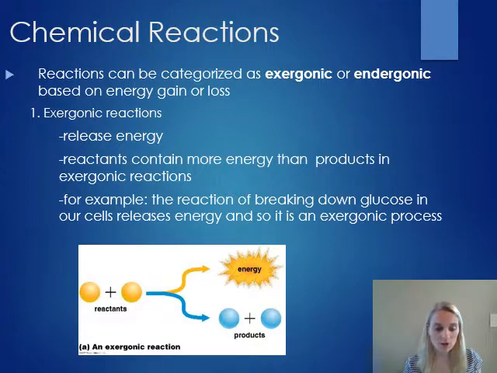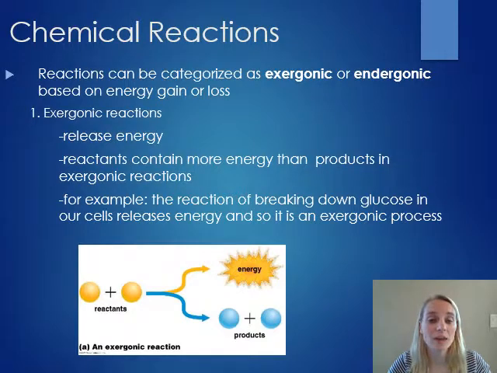So here in this diagram, we have two reactants, kind of these yellow circles. When they go through the reaction to become the blue circles, those are the products, we also get some energy as a byproduct, kind of that big starburst there. So that's our exergonic reaction.